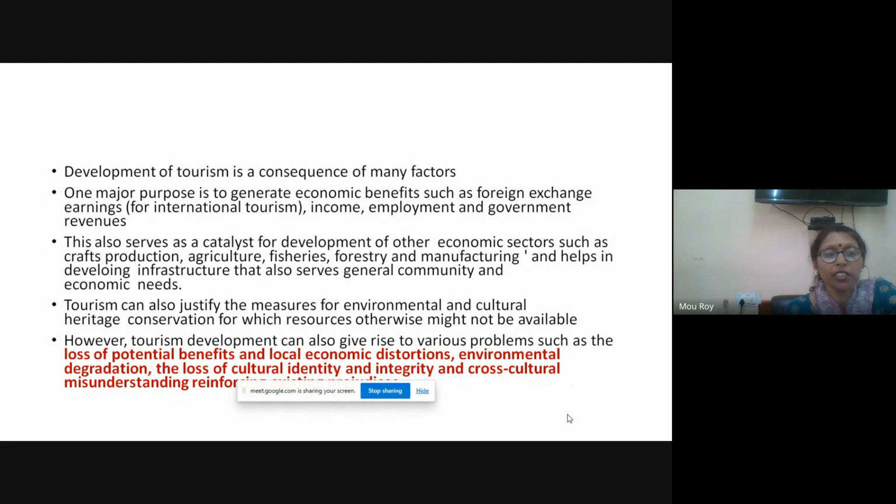Additionally, the transportation of tourists, particularly through air travel, can contribute to greenhouse gas emissions and climate change. And furthermore, tourism can lead to commodification of nature, where natural areas are exploited. Human beings, they exploit the natural beauty.